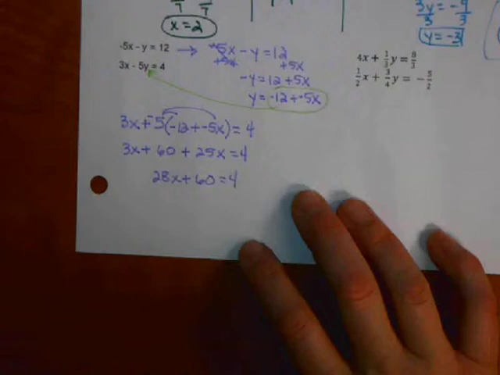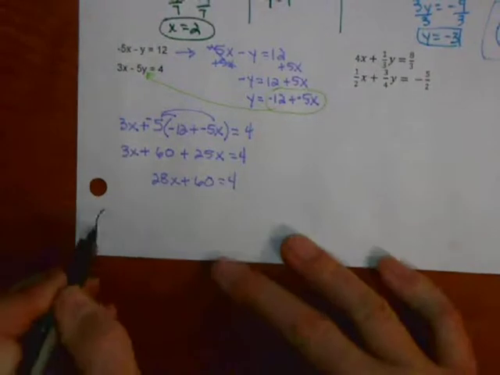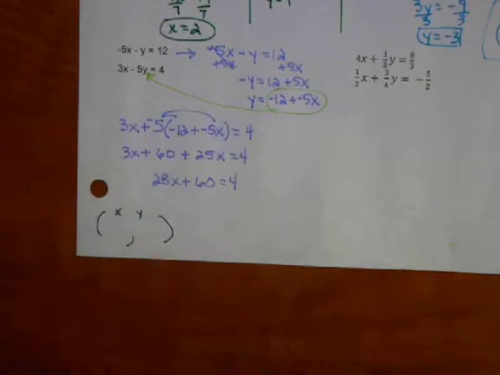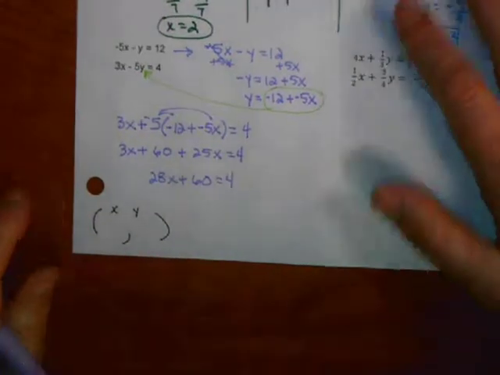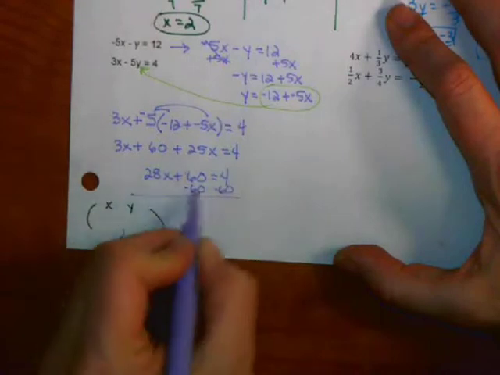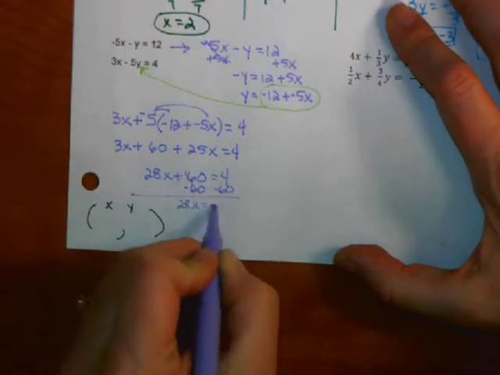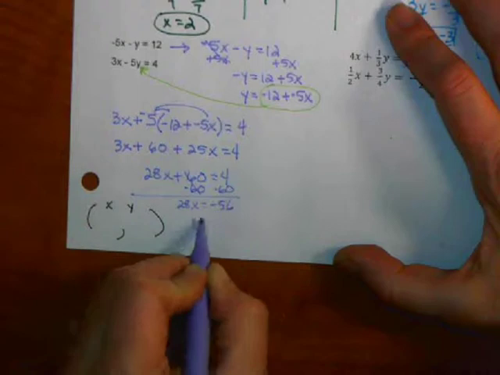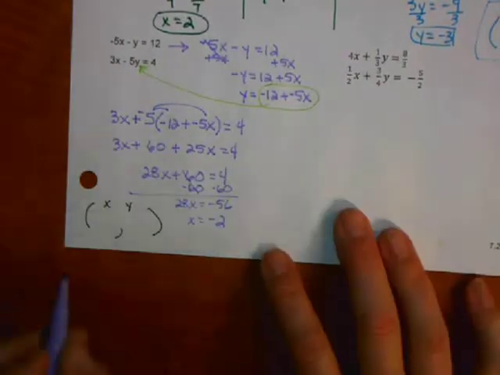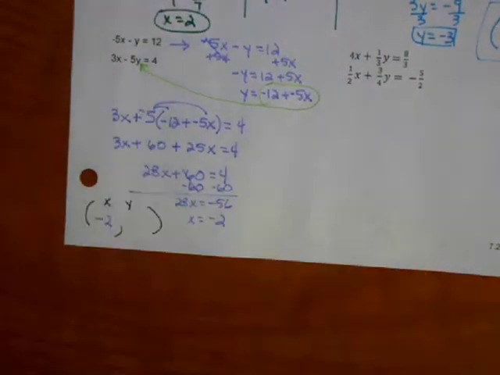Oh, I did it again. I should set this up. Did you? Very good. Subtract 60. Negative 56, and x equals negative 2. So, stick a negative 2 in there for x.